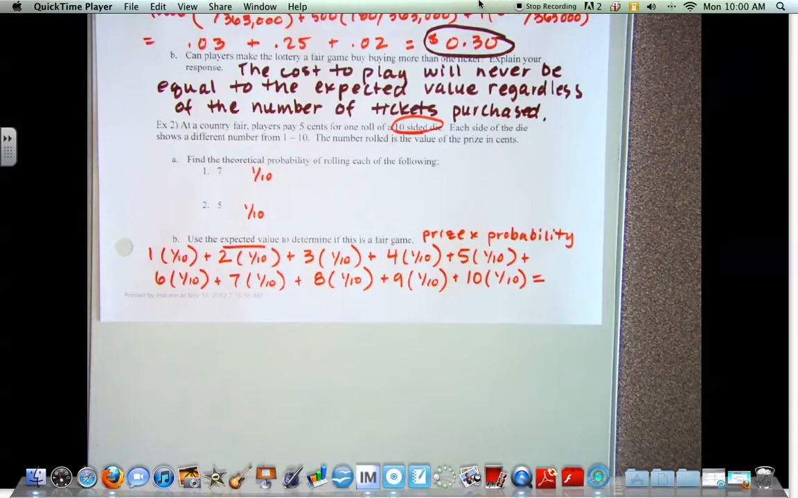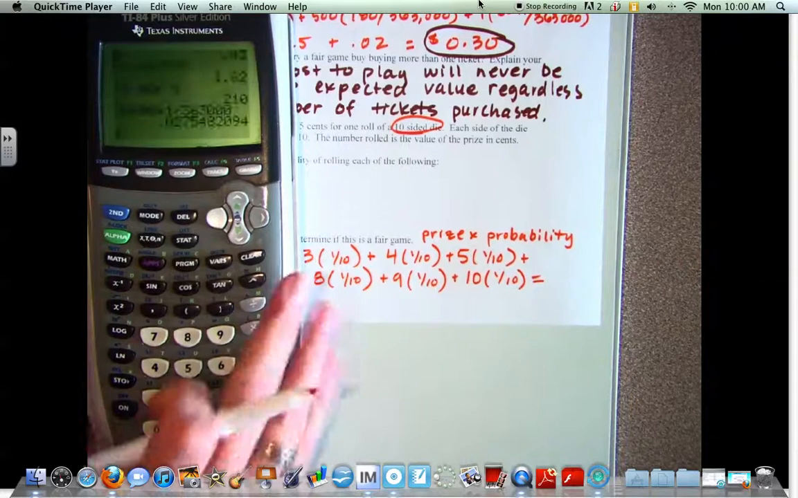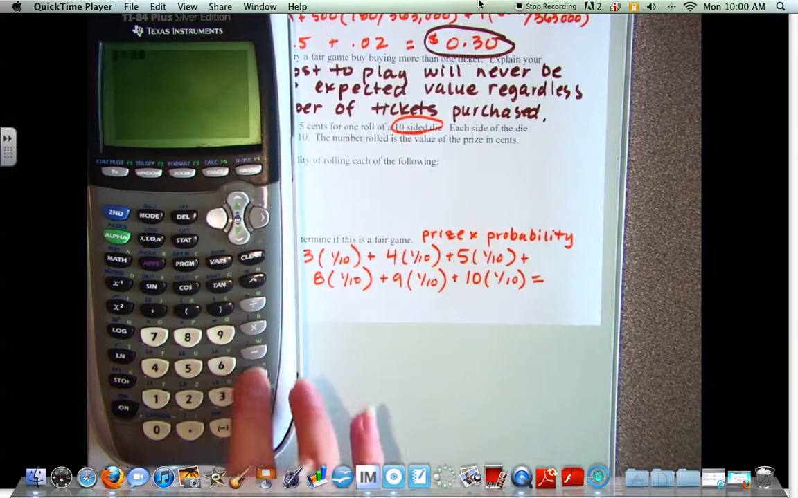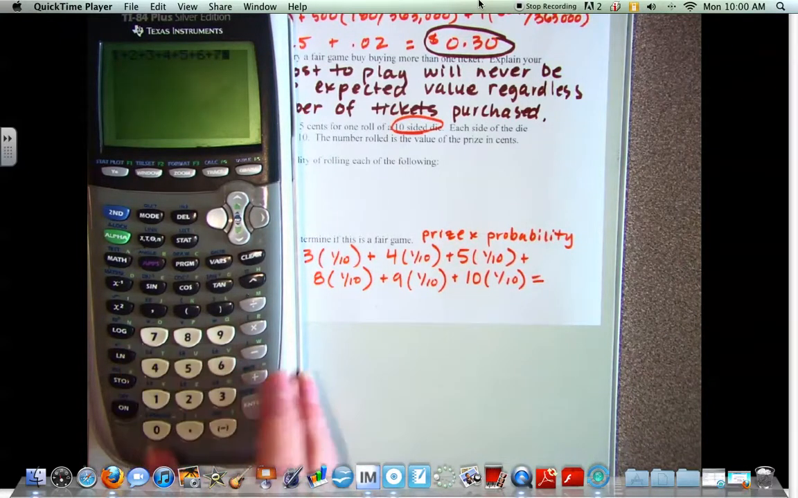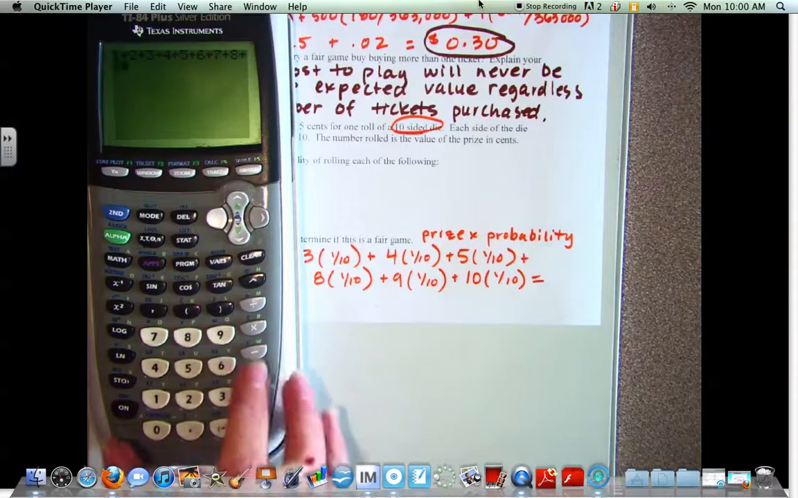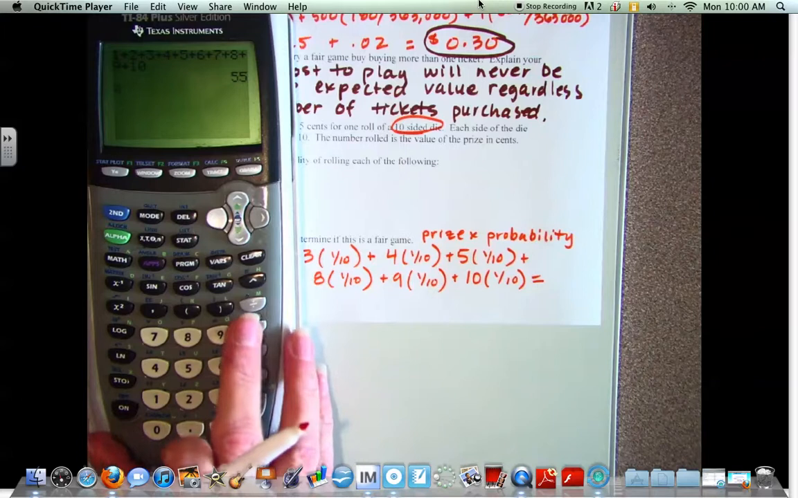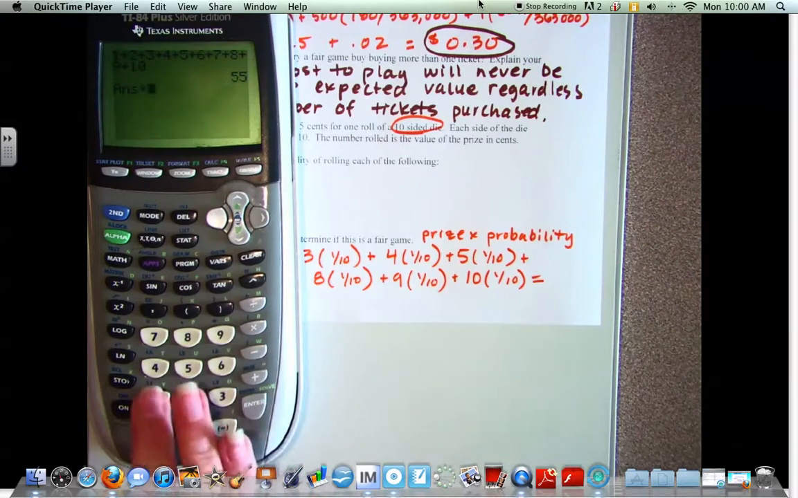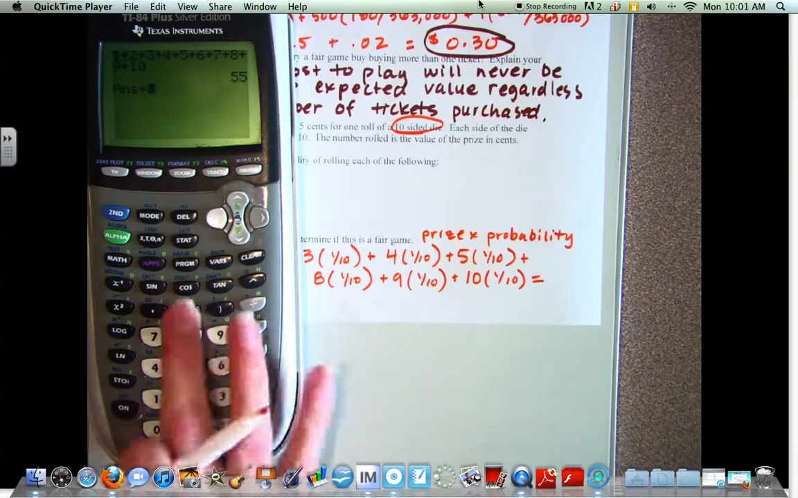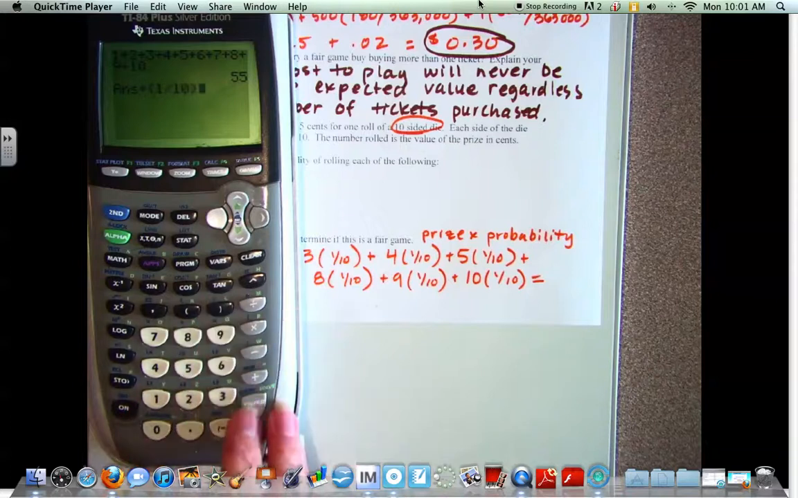So we have 1 plus 2 plus 3 plus 4 plus 5 plus 6 plus 7 plus 8 plus 9 plus 10, which is 55. And then we're multiplying this by 1/10, right? Yeah, 1 divided by 10.